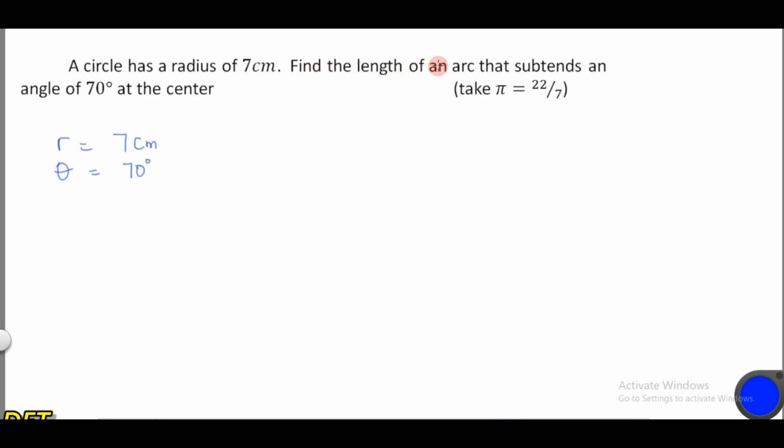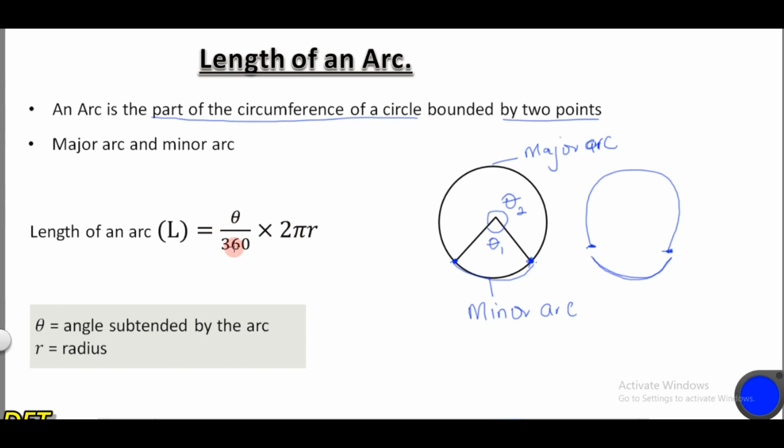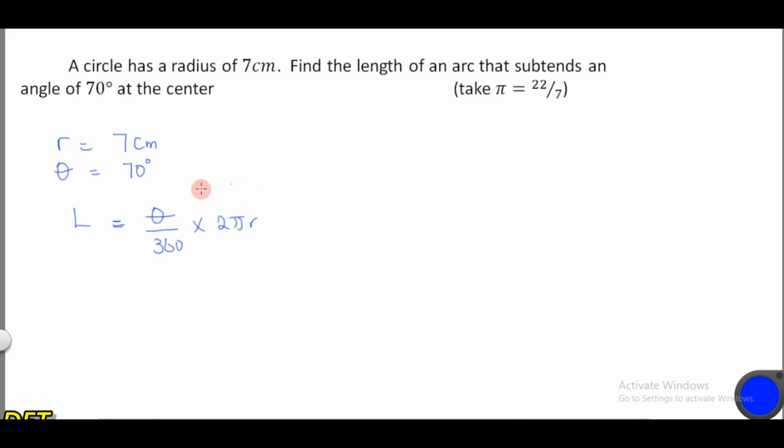So we are asked to find the length of an arc that subtends an angle of 70 degrees at the center. So the formula for length of an arc is equal to what? It is equal to theta over 360 times 2 pi r. That is what we have here. Theta over 360 times 2 pi r. That is the formula for length of an arc. So what is our theta? Our theta is 70 degrees.